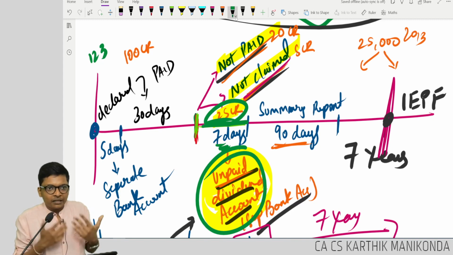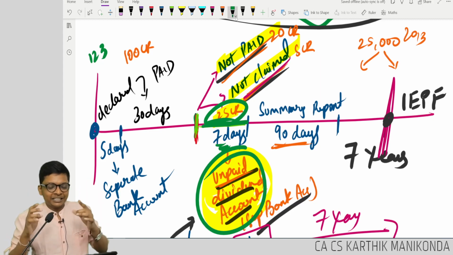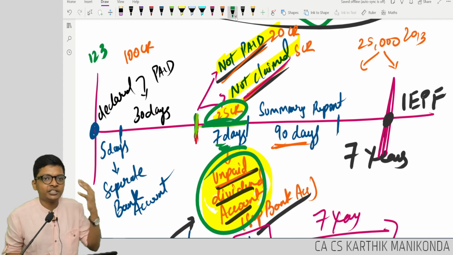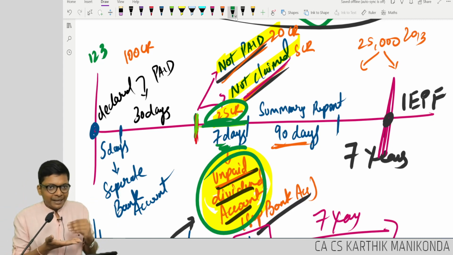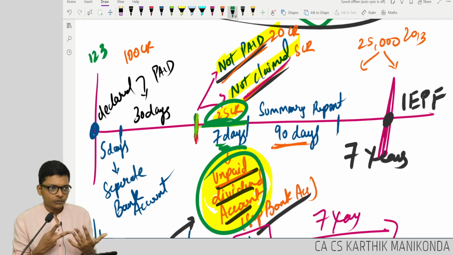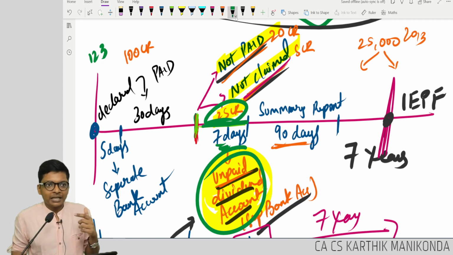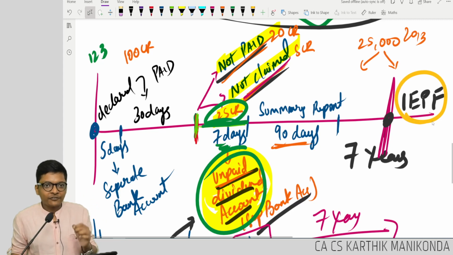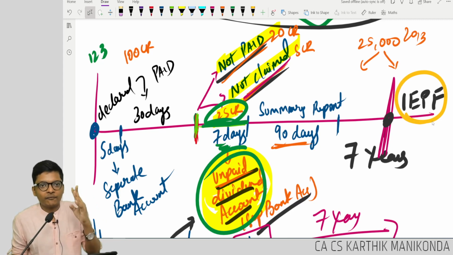After transferring here, within the next 90 days, prepare a summary report of all the details, break up and publish it. And then money will remain in this unpaid dividend account for how many years? After 7 years, if still the dividend is not paid or not claimed, it will be transferred to a government fund called IEPF, Investor Education Protection Fund.